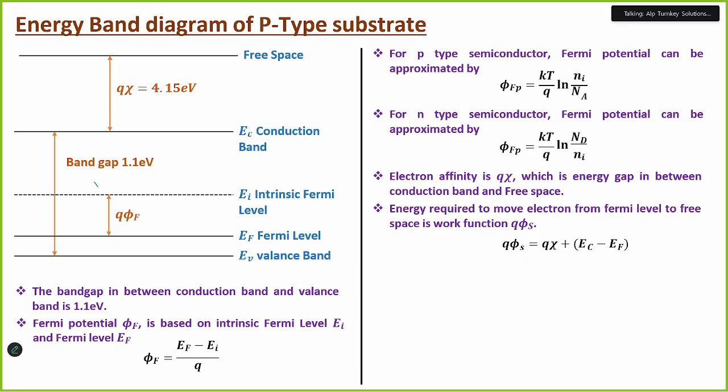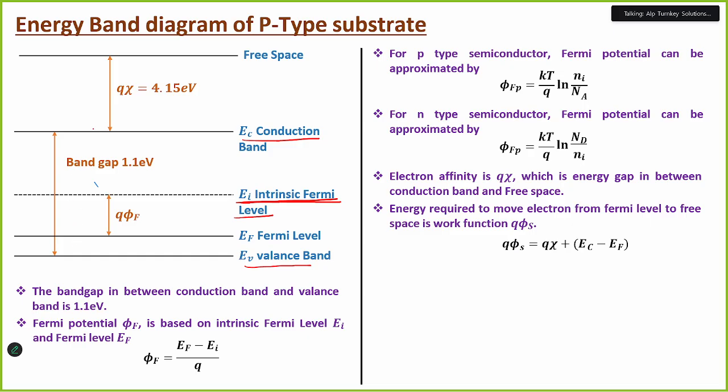We already saw the energy band diagram of the p-type substrate. You have the valence band and the conduction band, and this is the intrinsic Fermi energy level. For a p-type semiconductor, is the Fermi energy level towards the valence band or towards the conduction band?